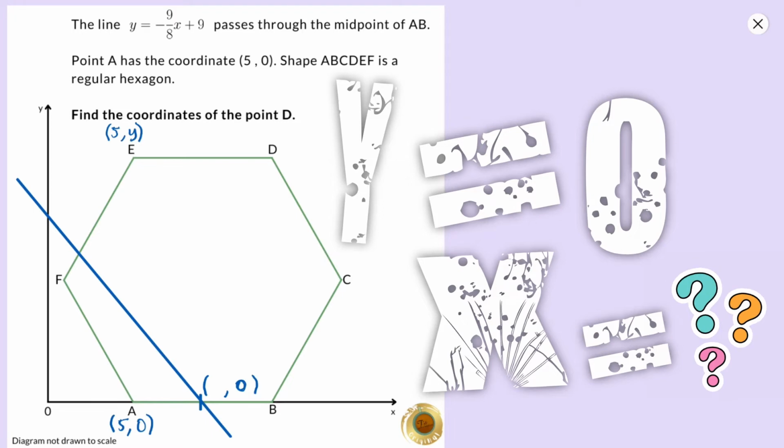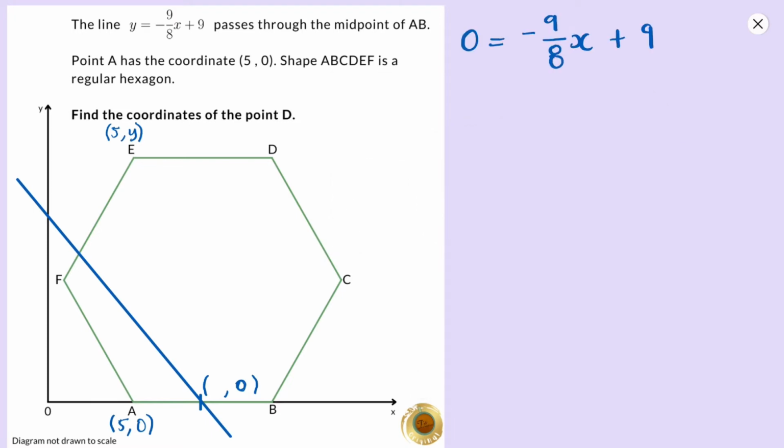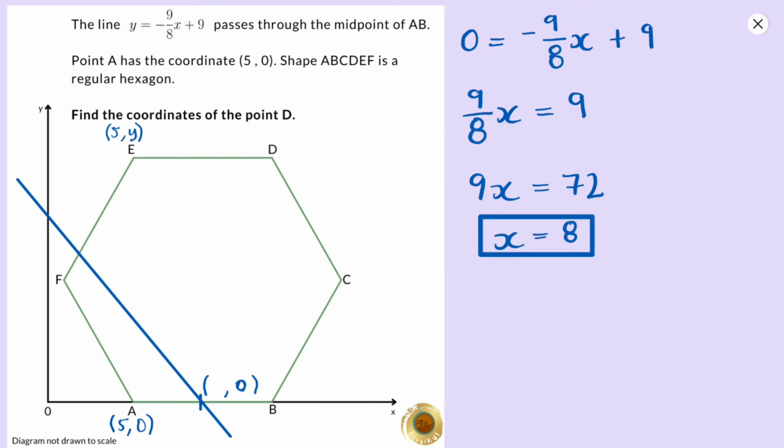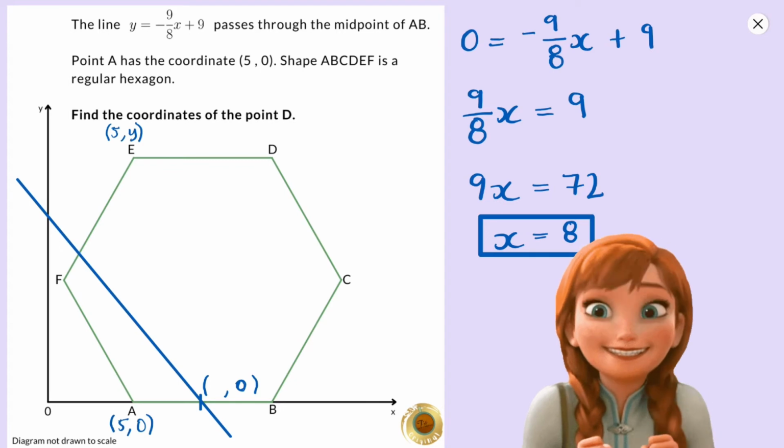So let's put the y equals 0 into the equation and see how that works out. So now that's in, all we need to do is rearrange. I think we'll shove that negative over to the left first. Next, we're going to multiply by 8. And then we're going to divide by 9 to get x alone. So now we found that x is 8. Let's put it back into the diagram and see what it means for us.